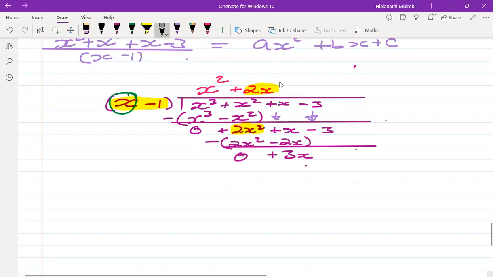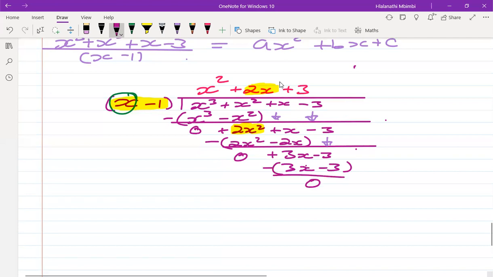Are we happy? Yes, I am. And then we pull this down, which is going to be minus 3. That was your second iteration. Your third iteration now, you take this 3x, you divide it by your x, you get what? A positive 3. You take that 3, you multiply it by the whole entire bracket, and then you're going to get a 3x minus 3. And then if you put a negative like we've been doing, you will get a 0.